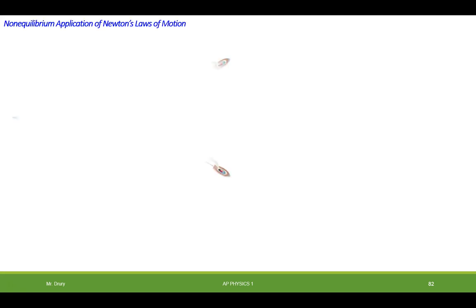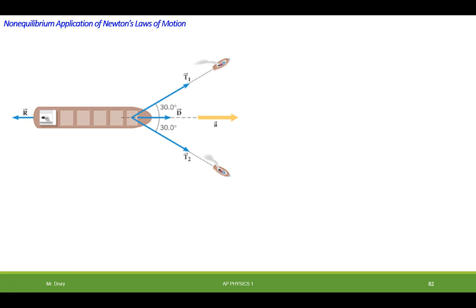Alright, so let's look at an example. You have a boat that's being towed by two tugboats, T1 and T2, and it's accelerating along this direction. D is the drive, the force of the boat itself being pushed forward, while R is the resistive force of the water pushing back. And those numbers for each of those are here. What we're trying to do is find T1 and T2. Now this is no longer in equilibrium because it's accelerating, and it's accelerating in this direction.